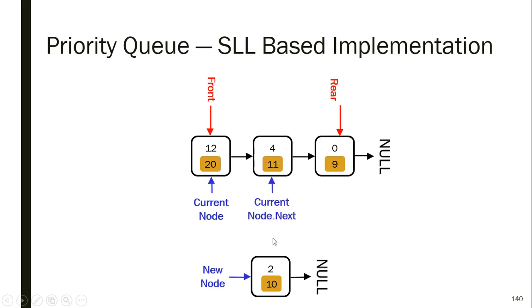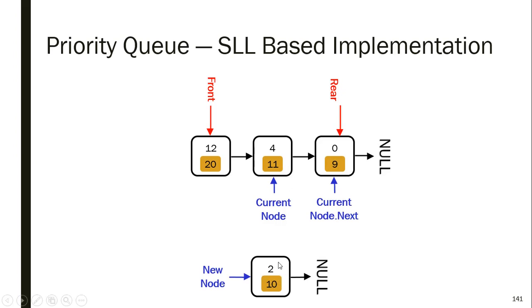So we match the priority of the new node with the priority of the current node and current node dot next. If it is in between both of these, you insert this value between current and current dot next. But 10 is not in between 20 and 11. So what will you do? Current node is equal to current node dot next. Automatically this will become current node and this will become current node dot next. Its priority is 11 and the next priority is 9. So 10 is in between this 11 and 9.